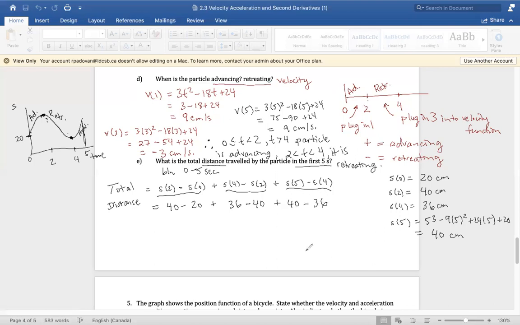And I just wanted to say here, 40 minus 20 is 20, right? But 36 minus 40, I would have a negative 4. So negative 4 obviously just means I'm moving in a different direction, right? Maybe 20 is driving from London to Toronto, and the negative 4 just means I've turned around and I'm coming back, right? But if I'm talking about distance, I don't care if it's positive or negative.